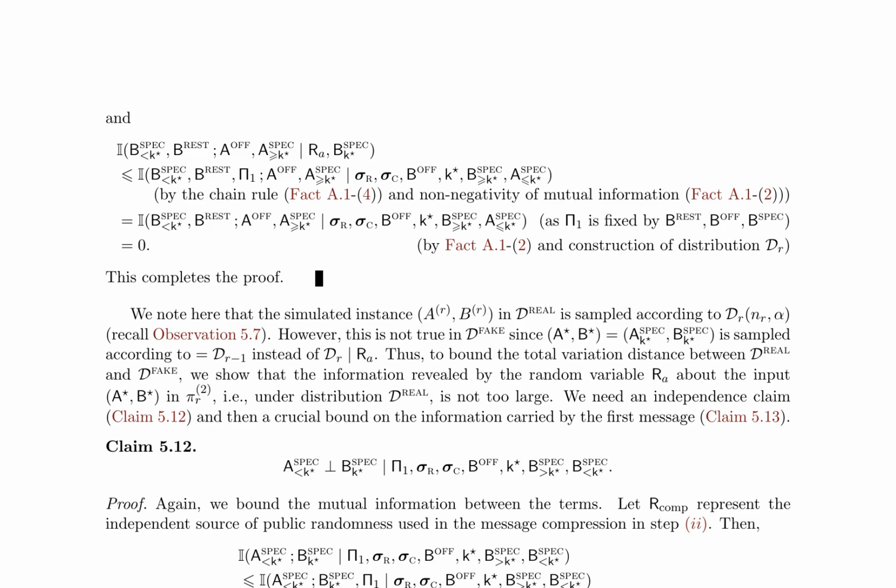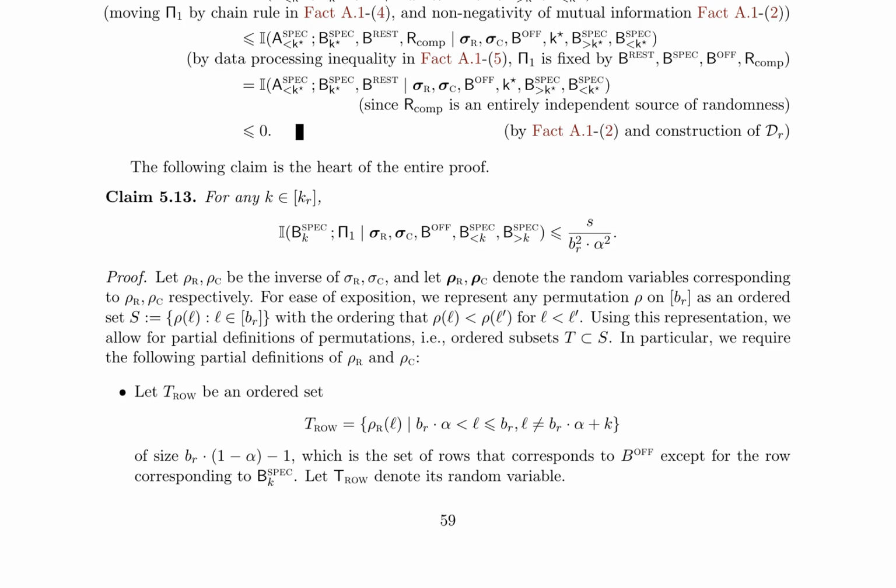To achieve this, the authors use various claims and lemmas to bound the mutual information between different variables in the system. For example, Claim 5.12 shows that certain variables are independent given specific conditions, while Claim 5.13 provides a bound on the mutual information between a variable and a set of messages. These bounds are essential for establishing the desired properties of the quantum communication protocol.